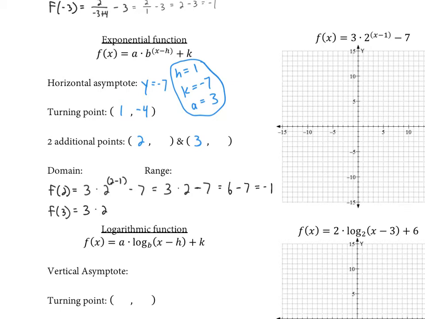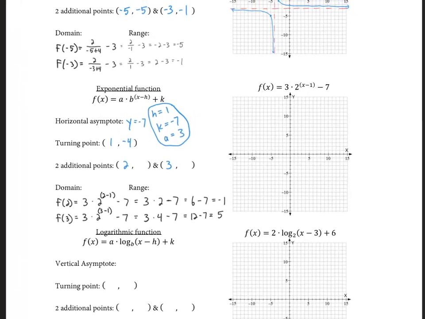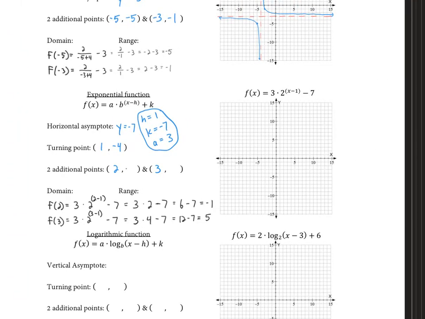Do the same thing, plug in 3. Okay, this will be 3 times, okay, 3 minus 1 is 2. 2 squared is 4. 3 times 4 minus 7. 3 times 4 is 12. Minus 7 is 5. Okay, so you plug in 2, you get -1. So that's a point. Plug in 3, you get 5, so that's the other point.